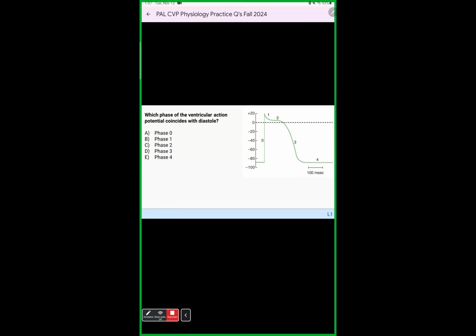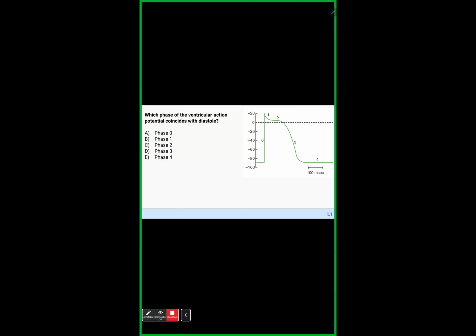Moving on to the next question. Which phase of the ventricular action potential coincides with diastole? All right, so I'm seeing a mix of answers. I saw E and I also saw D. Now, the correct answer is E, but I'll explain why it is E and not D.